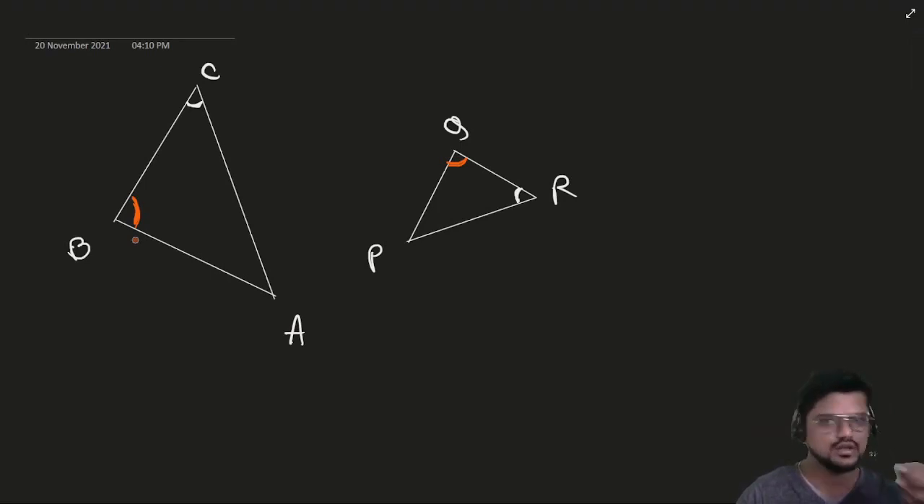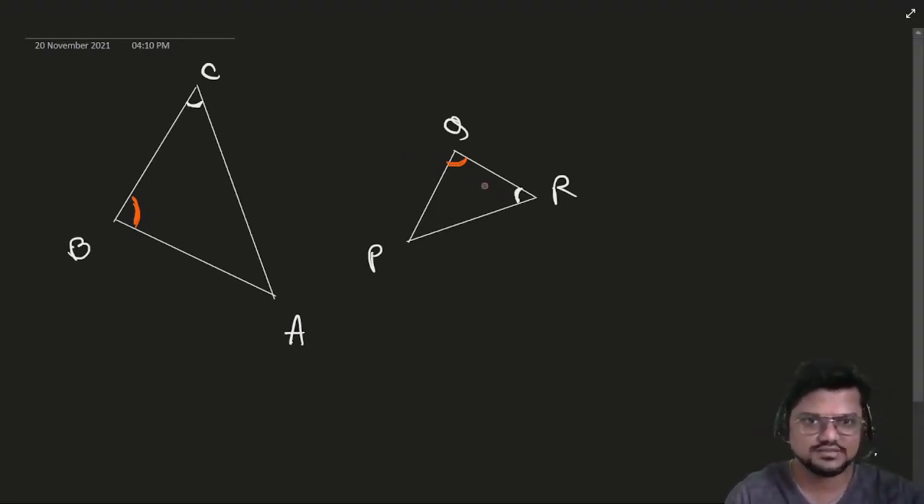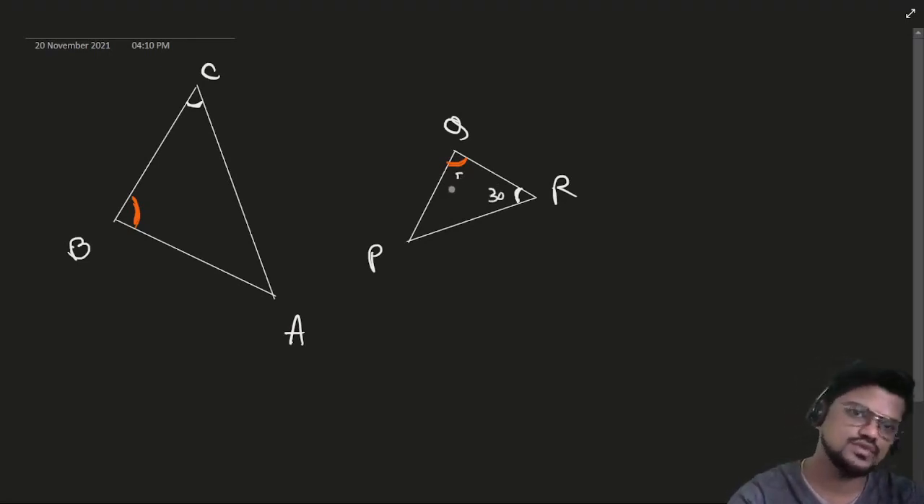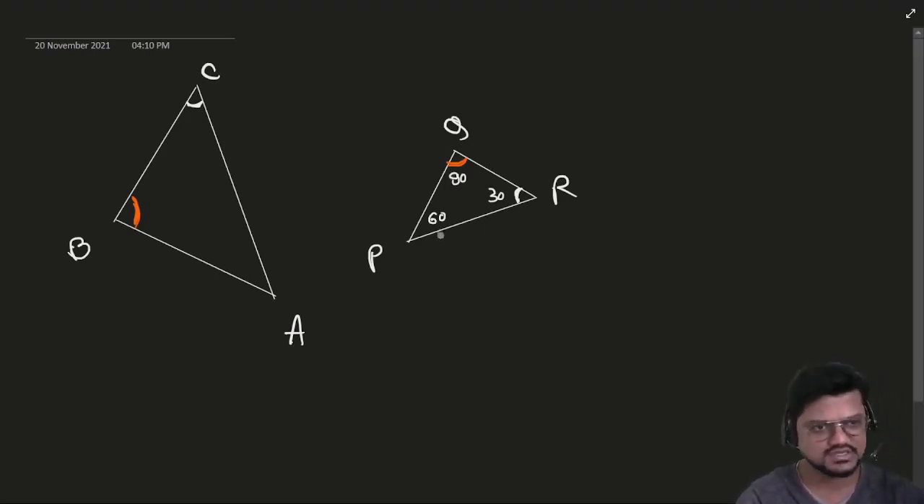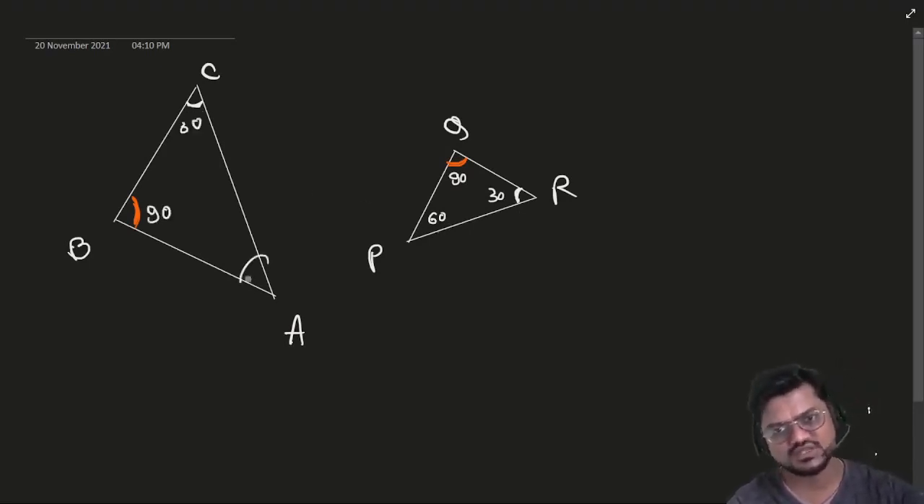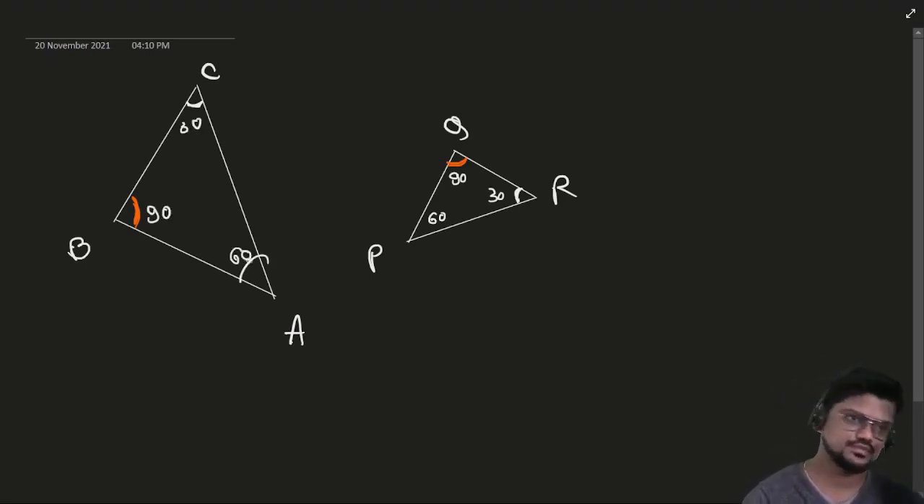Why does it have to be equal? Because see, if this is 30 and this is 90, then this has to be 60. Why? Because all the angles should add up to 180. If this is 30 and this is 90, this has to be 60. Also, if this is 30 and this is 90, this also has to be 60. The third angle will be equal only if two angles are equal. Why? Because all the angles add up to 180 degrees in a triangle.